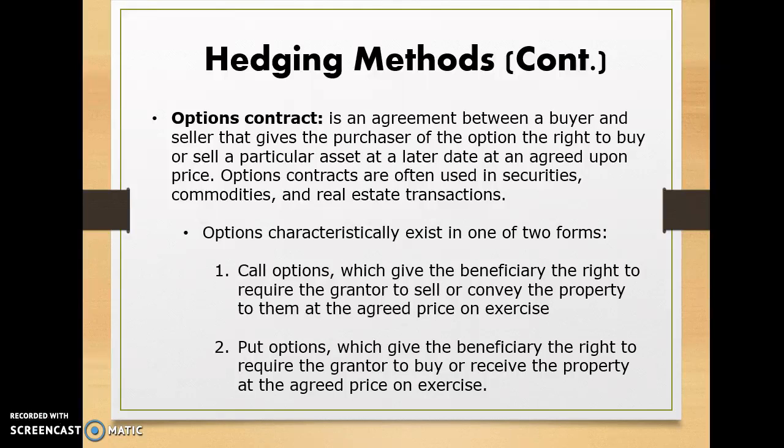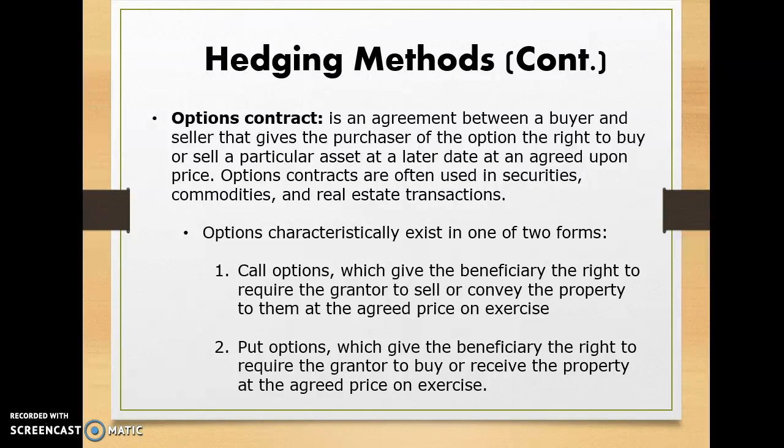The next hedging method is an options contract, and this is an agreement between a buyer and seller that gives the purchaser of the option the right to buy or sell a particular asset at a later date at an agreed upon price. Option contracts are often used in securities, commodities, and real estate transactions. They generally exist in one of the two following forms.